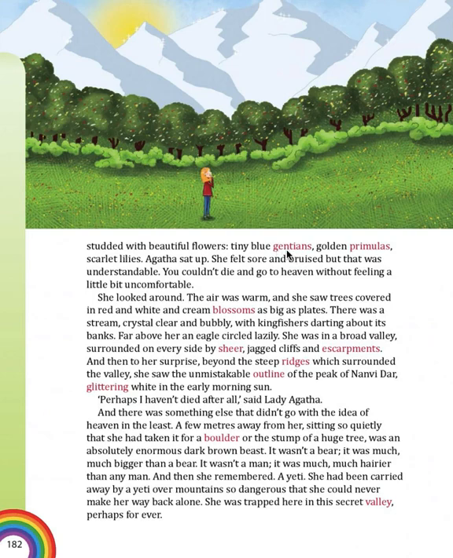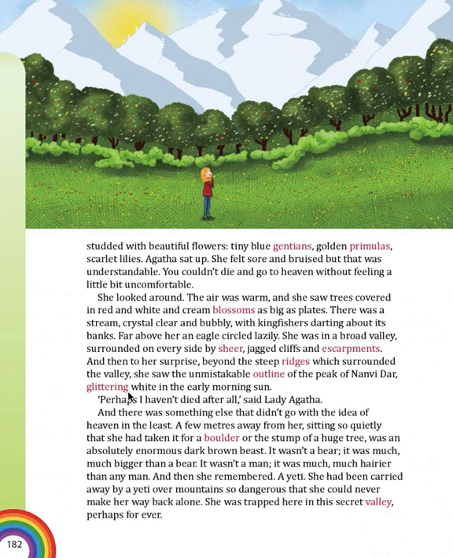So these must be flowers. Yeah, I'm going to say gentians, primulas, and lilies. Blossoms, so the flower of a tree or plant. Sheer, meaning a very steep, high cliff or mountain. Escarpments, another word to do with mountains, rocky outcrops, rocky parts of the mountain. Ridges, like a dip. If there's a ridge on the road, there's a kind of dip in it.